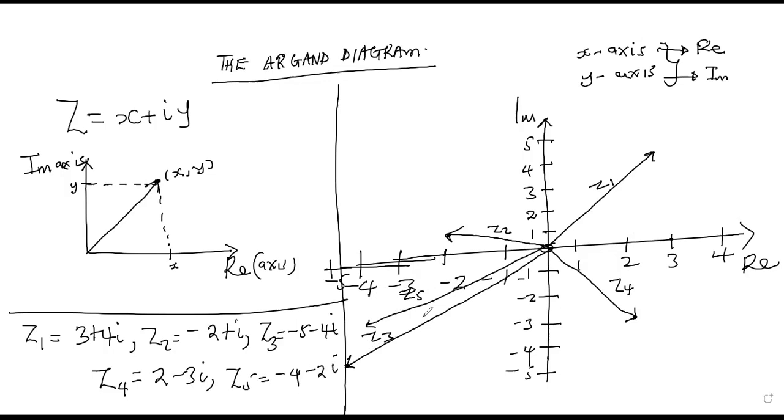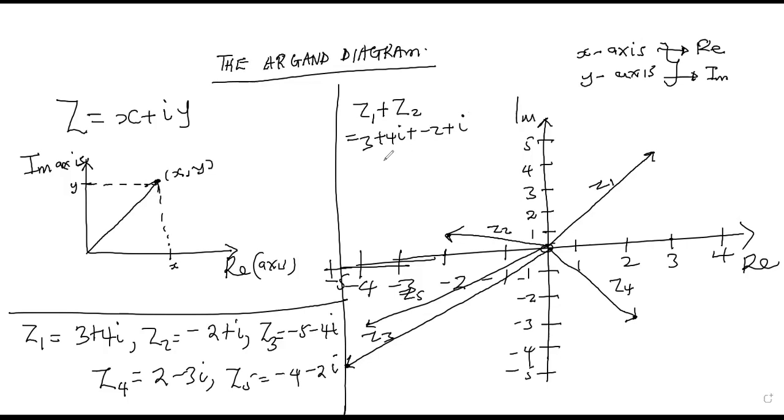Even if they give you something where they want you to plot something like Z1 plus Z2, you can first work out Z1 plus Z2, then plot it on the plane. For example, if I wanted you to put Z1 plus Z2 on the plane, you cannot just plot it anyhow; you first calculate it. This would be Z1, which is 3 plus 4i, plus Z2, negative 2 plus i.